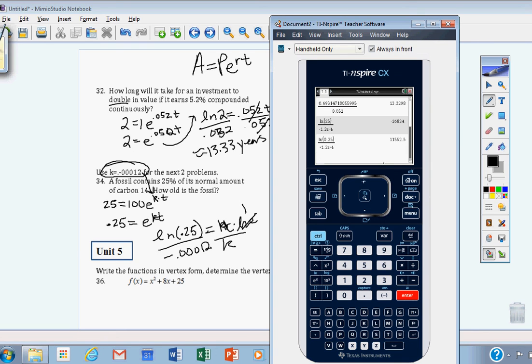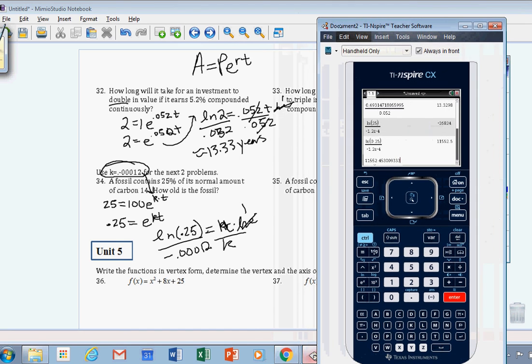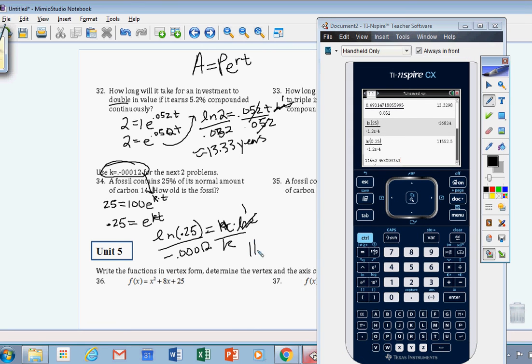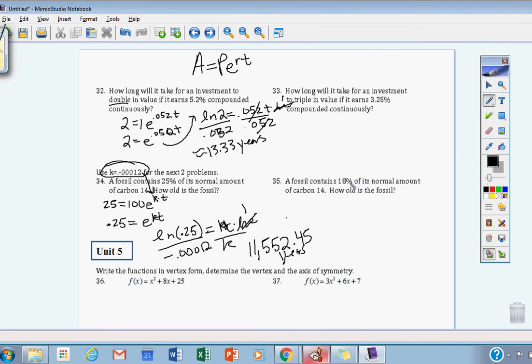Now be careful here. I'm going to go up and pull this down because it looks like my calculator rounded more than I would really want it to. So 11,552. If I'm going to go to 2 decimals here, 11,552.45 years. Okay, now I'm assuming this one right here is going to be a lot like it. There it is. You can try that one on your own.